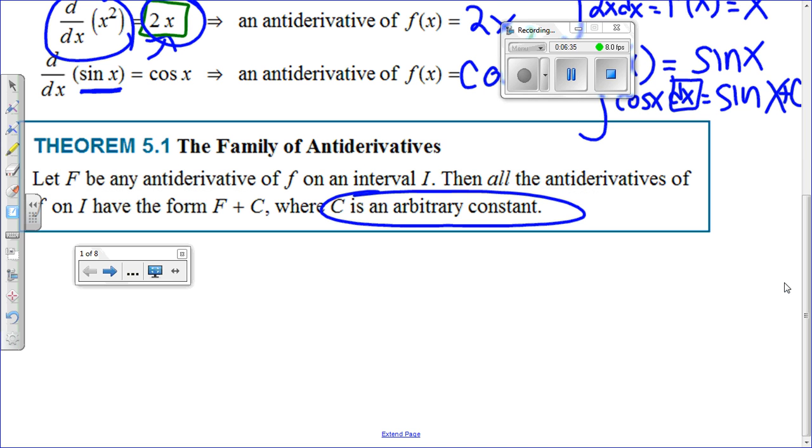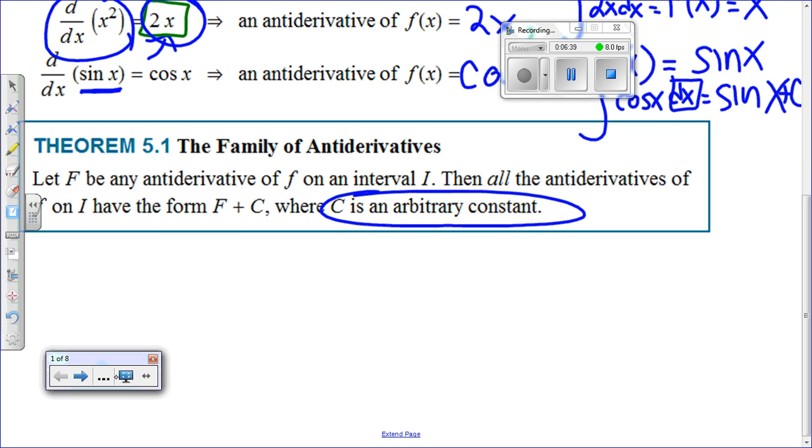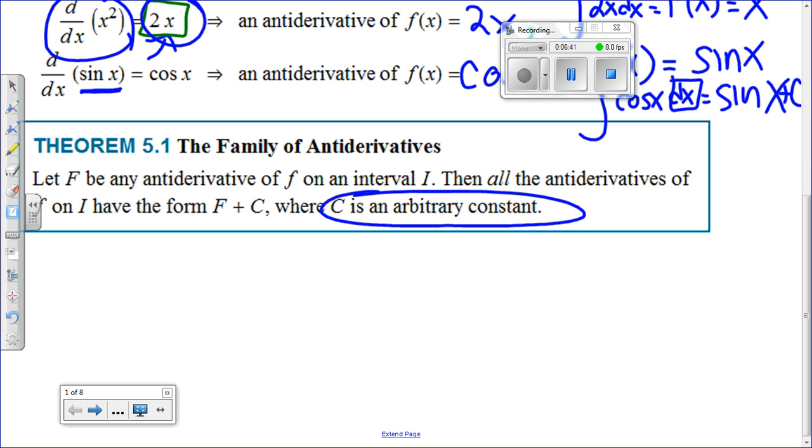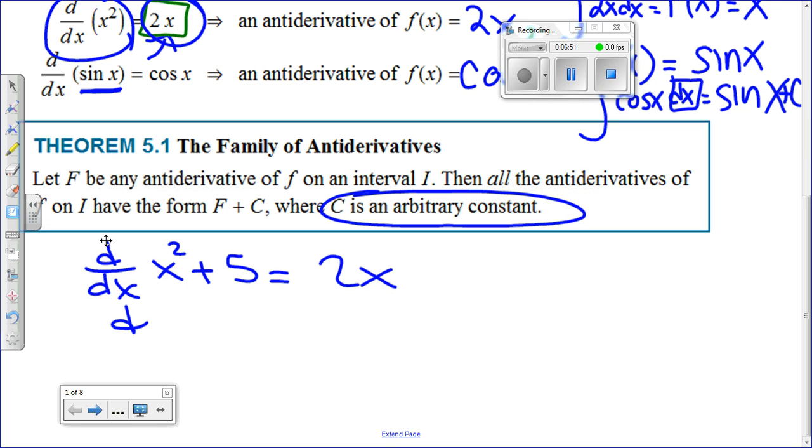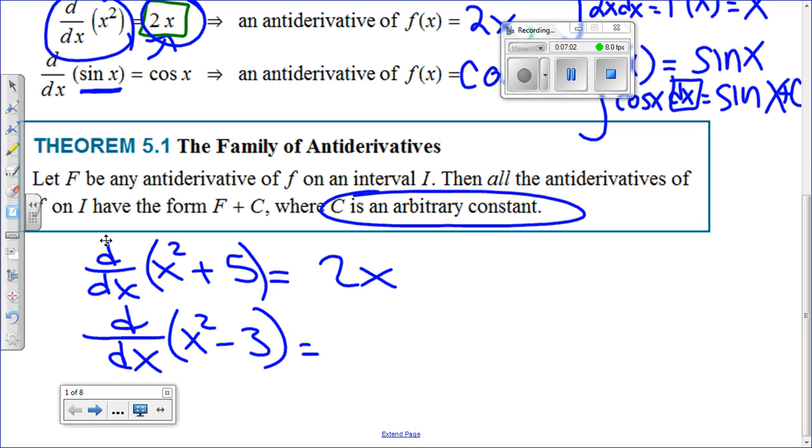Okay? And why do we always have to have a constant? Well, because, for example, if I ask you, take the derivative of x squared plus 5, what would it be? 2x. All right, now someone else besides A. The derivative, okay, Kayla, of x squared minus 3, what is it? The derivative? Yes.